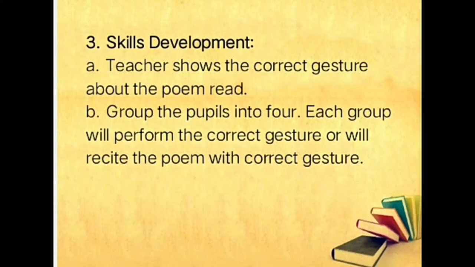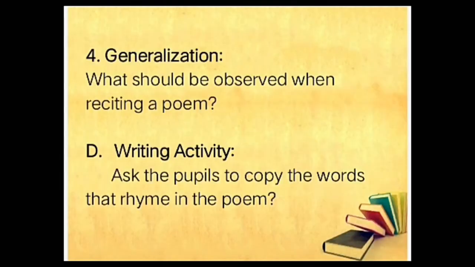Number 3. Skills development. A. Teacher shows the correct gesture about the poem read. B. Group the pupils into 4. Each group will perform the correct gesture or will recite the poem with correct gesture. Number 4. Generalization. What should be observed when reciting a poem? Letter D. Writing activity. Ask the pupils to copy the words that rhyme in the poem.